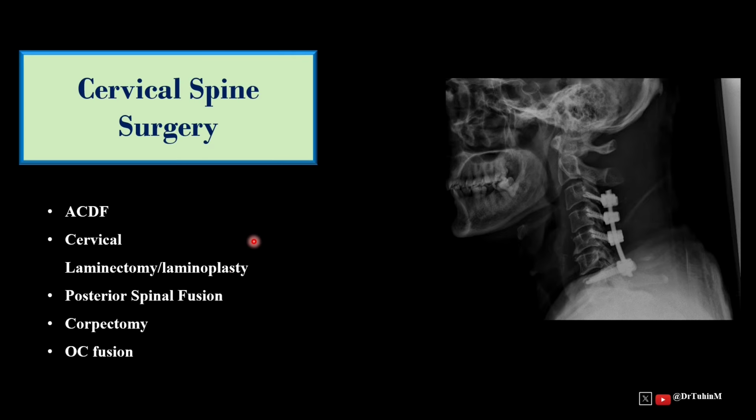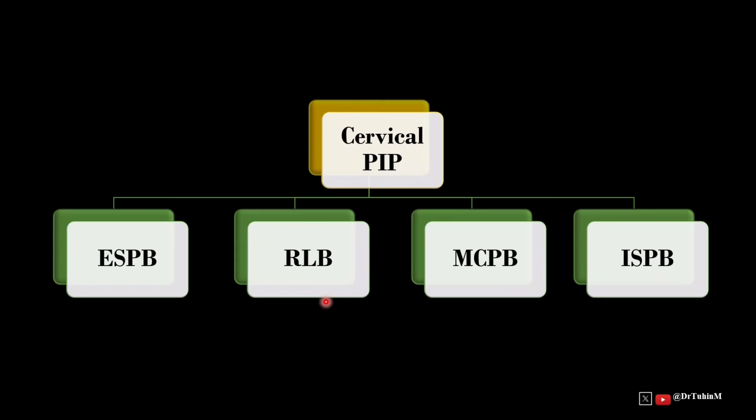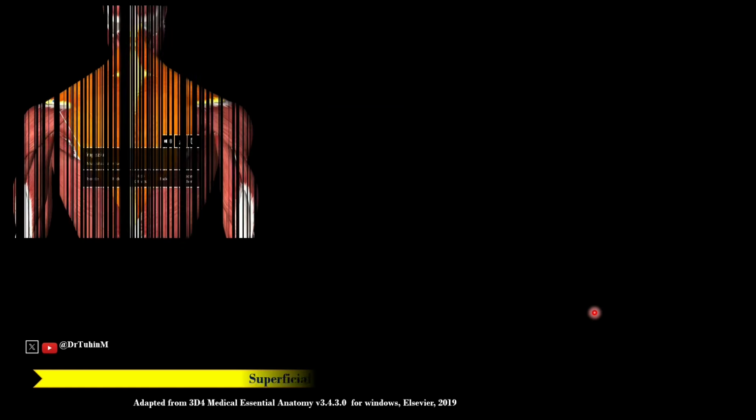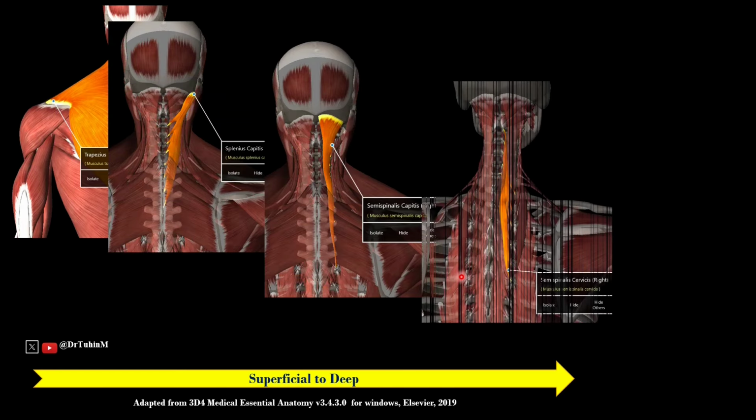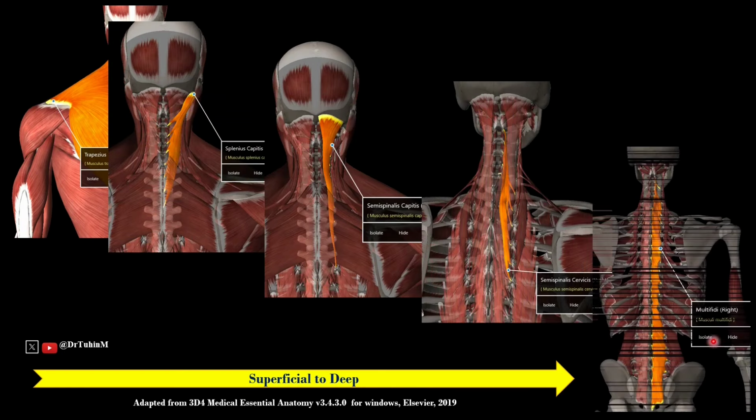So at the cervical level, we have erector spinae, retrolaminar, multifidus cervicis plane block, and interspinal. What are these blocks? Let me describe, but before that, from superficial to deep, we have trapezius, splenius capitis, semispinalis capitis, semispinalis cervicis, and then multifidus. Remember these five layers of muscles.